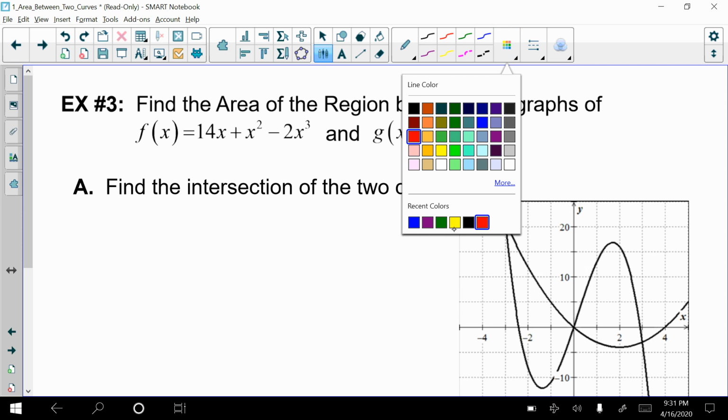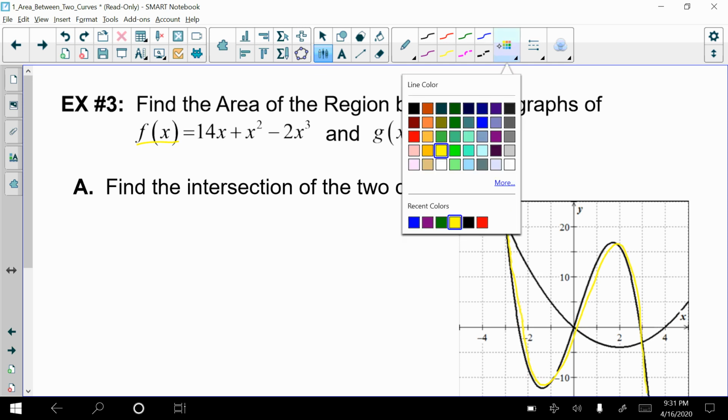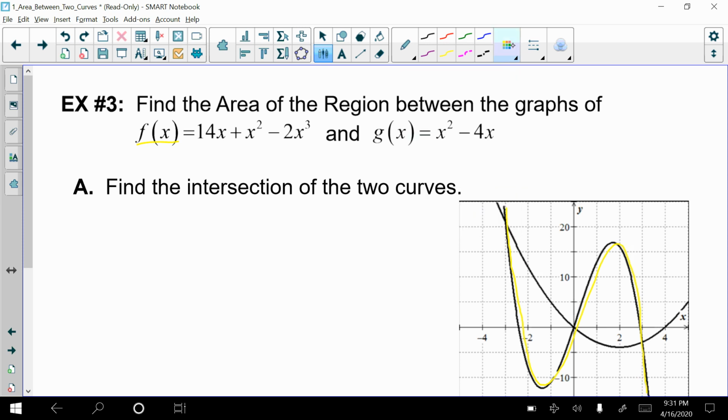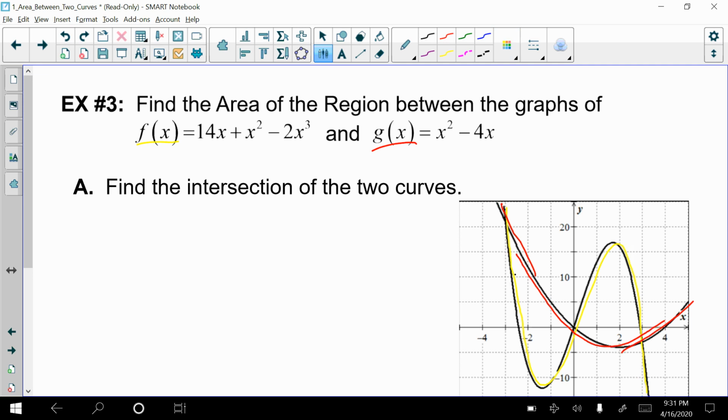So let me pick a bright color here. f of x is the cubic function, which we see here. And we have a quadratic function that gives us this parabola here. I am not following that curve very well. But we see that there are two regions of overlapping areas. We have a region here and we have a region here.